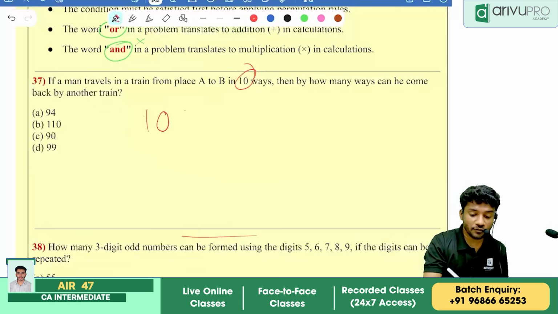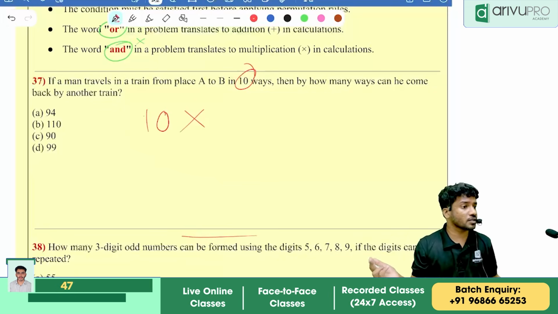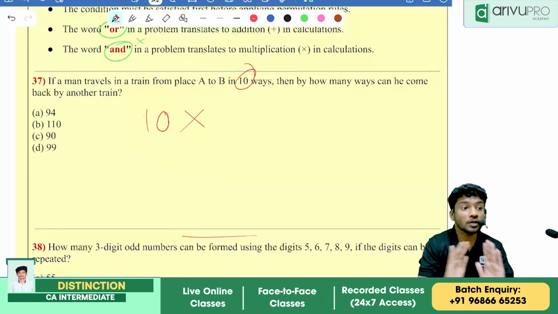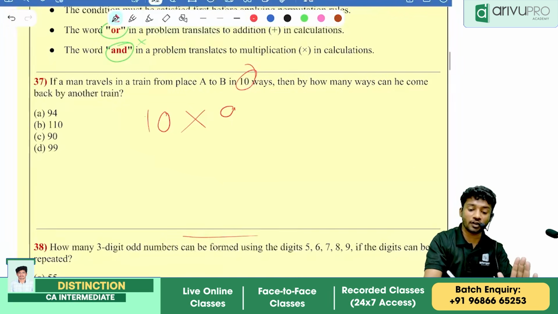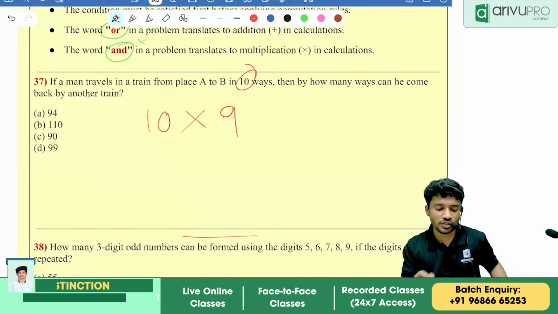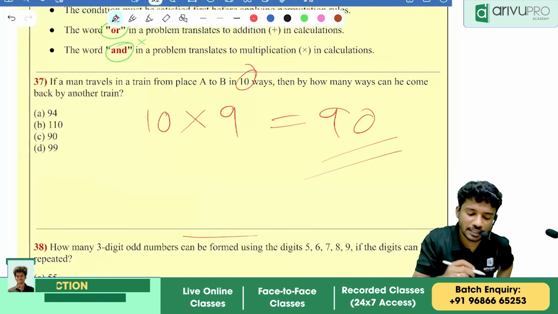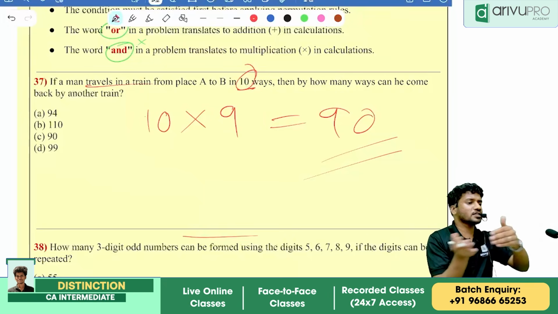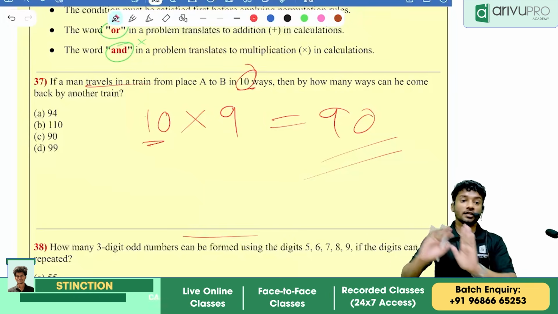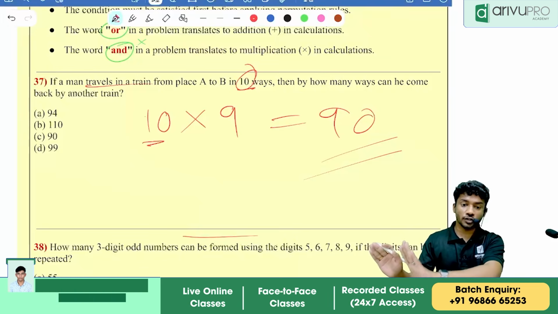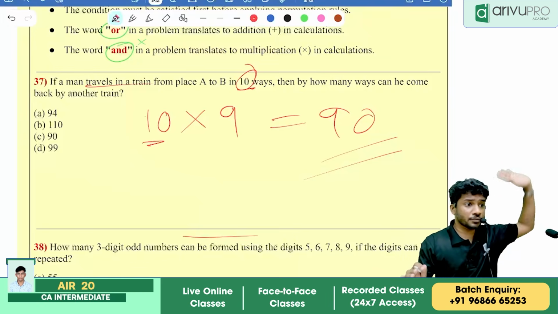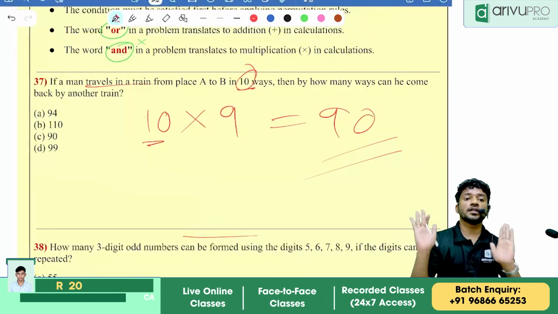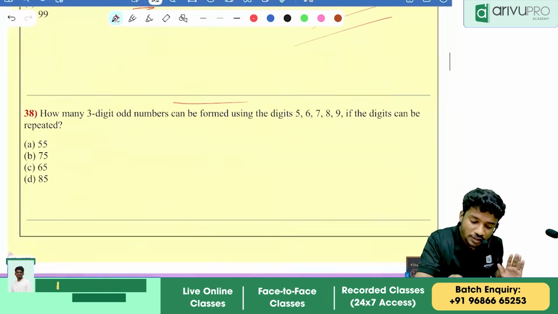People, 10 trains were there when I went to Tanjavur. That means any of the 10 can fill the first place, right? While coming back, I should choose a different train. Can I take the same train? No, I should take a different train, which means any of the 9 trains should be chosen. So the answer is 90. If a man travels by train from A to B in 10 ways, in how many ways can he come back? While going, he took Janashabdi, then after coming back, he can't take Janashabdi. He should take some other train. That is the meaning.